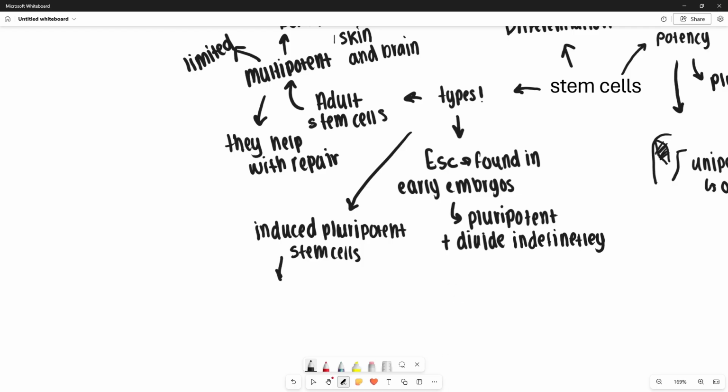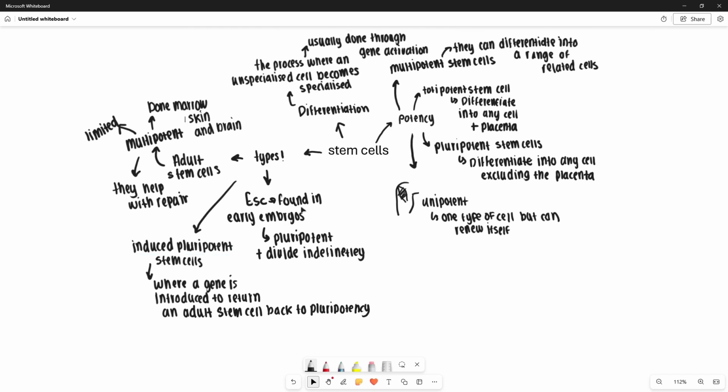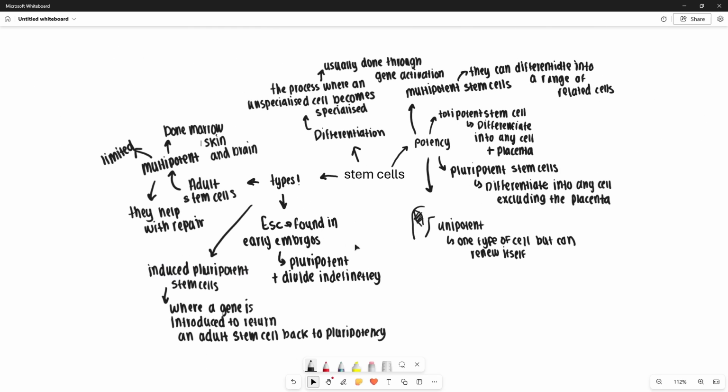So, where a gene is introduced to return an adult stem cell back to pluripotency. There you go. That's a pretty big mind map.